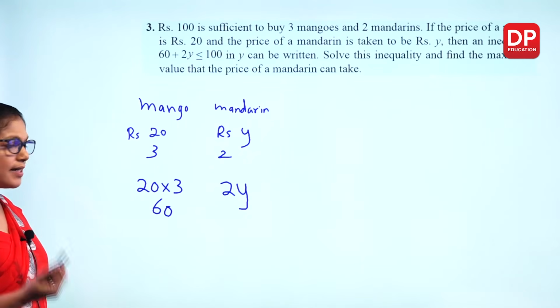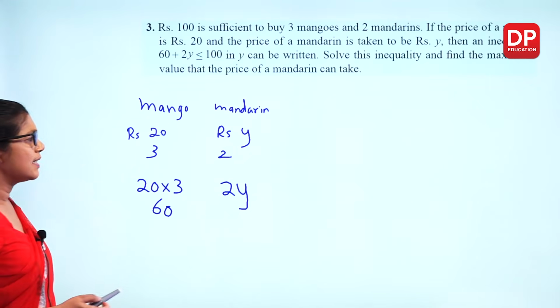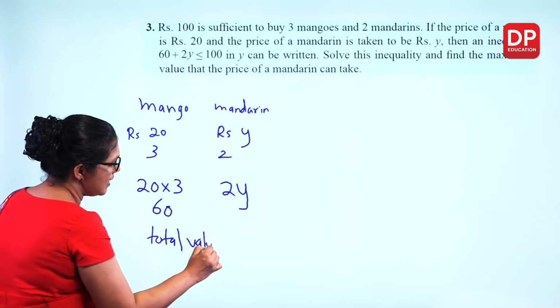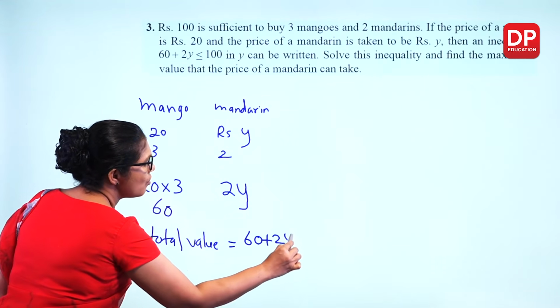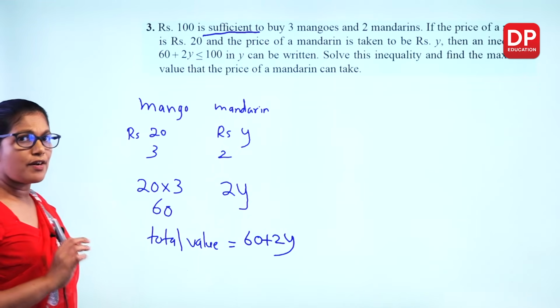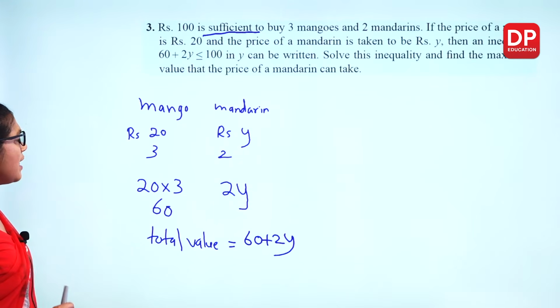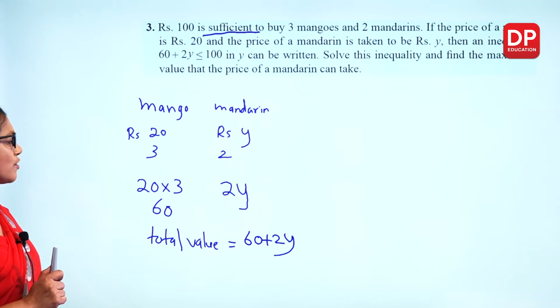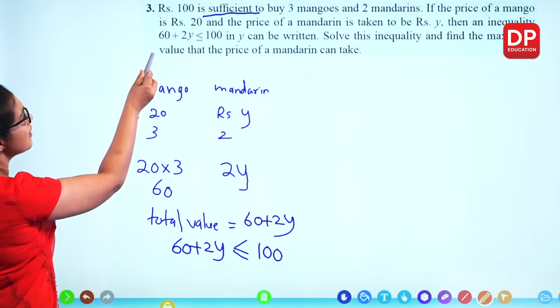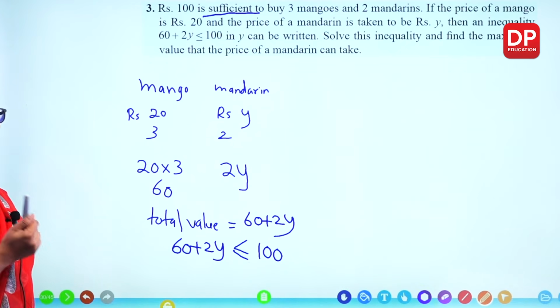Price for mandarins, 2y. So what's the total price you need? Total value is 60 plus 2y. Now it says sufficient. What does sufficient mean? That's enough. 100 rupees is enough to buy 3 mangoes and 2 mandarins. So here that means the total price should be less than or equal to 100 because it's sufficient. So now we'll check whether we got the same inequality.